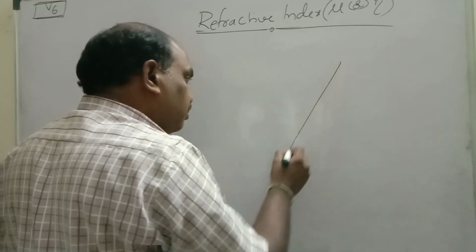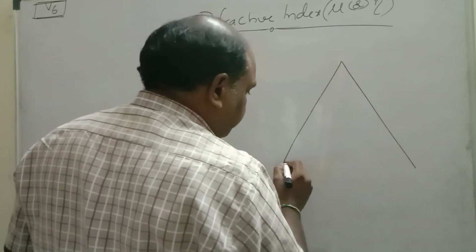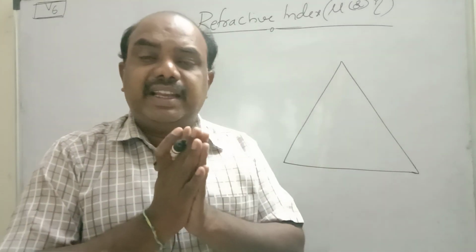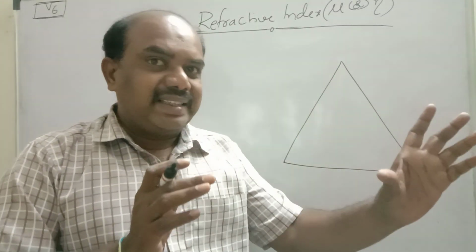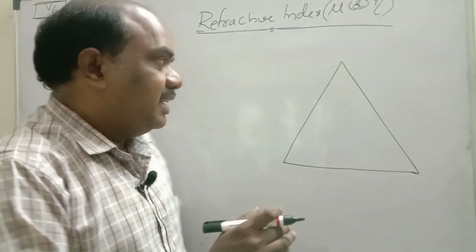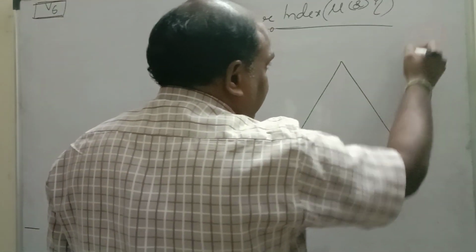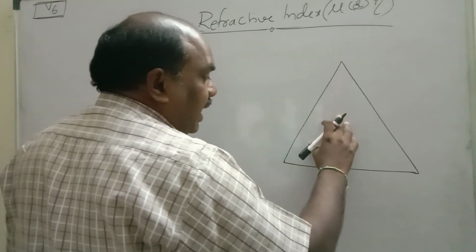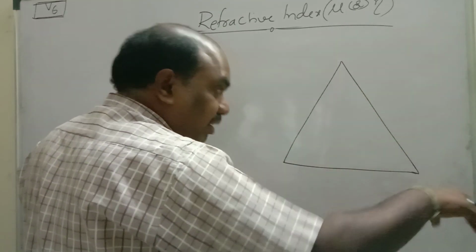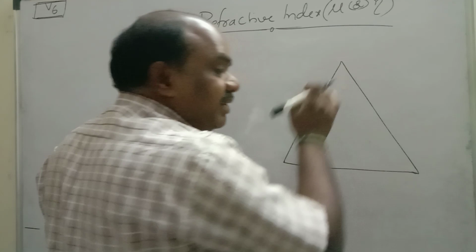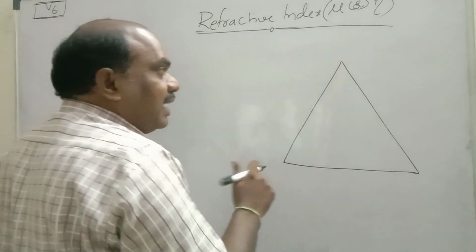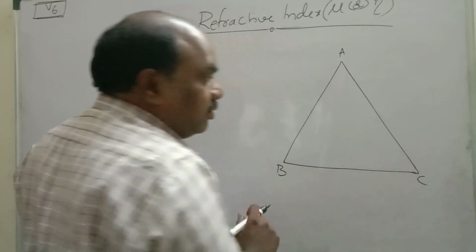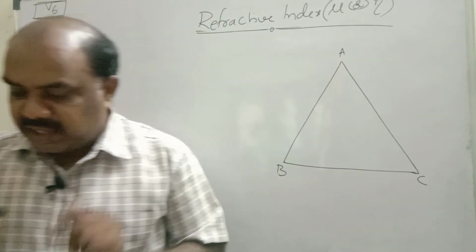Now, take a prism. Actually, a prism is a 3-dimensional material. 3-dimensional means it has an x-axis, y-axis and z-axis. But I cannot draw that here. Simply, I take one prism, place it on white paper, and trace it with the help of a pencil. You will get one triangle shape. Name the vertices as A, B, C.